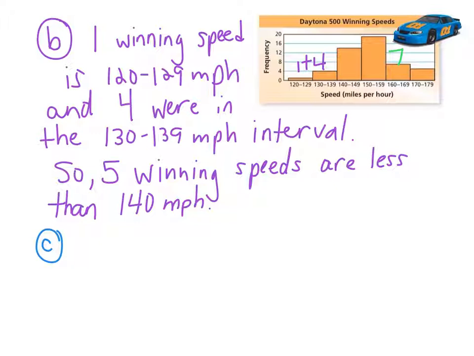hour. And then the next one, 170 to 179, is just a little bit over this blue line. And again, for this one, you're going to have to be careful. You're going to have to maybe even possibly consider getting a straight edge to see, because if you were to run it all the way across there, you would see it's just a little bit over the line where the 4 is. So that's actually 5 people that won in that interval of 170 to 179. So altogether, that would mean 12 winning speeds are at least 160 miles per hour.